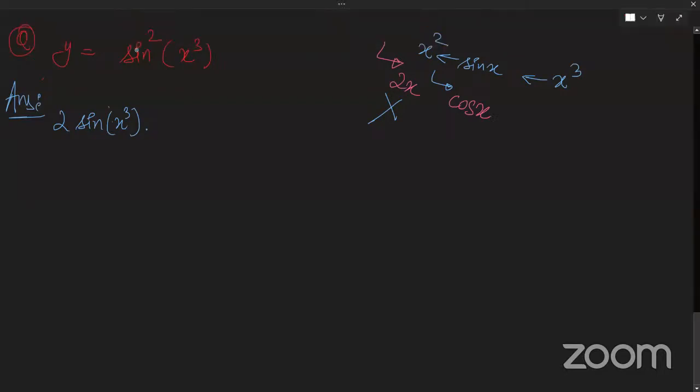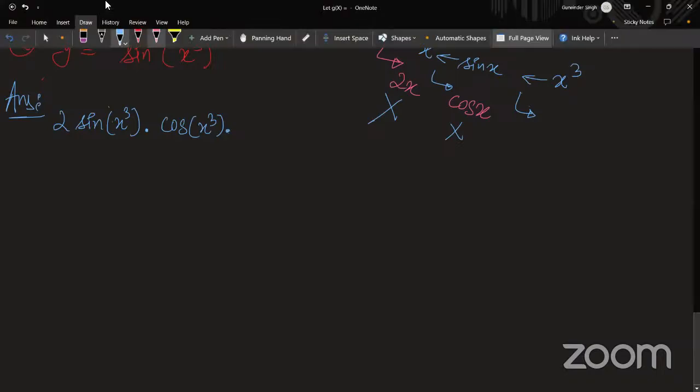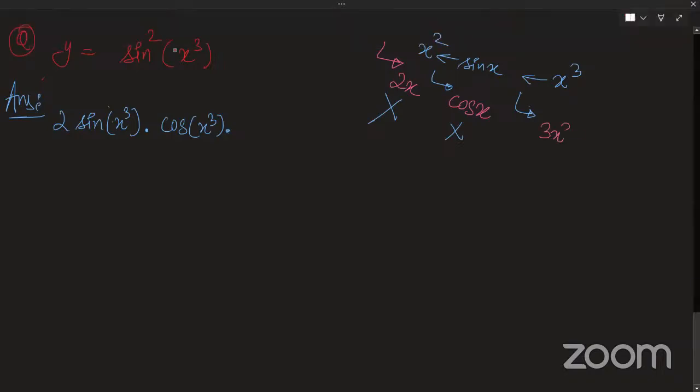What is your inside part? x cube, sir. It is x cube, right? So it becomes cos of x cube. Right? After that, you completed this part, you move inside. What function do you get? x cube. Is there anything inside x cube? No, sir. So you just differentiate it as it is. So can you tell me what is the differentiation of x cube? 3x square. Great.